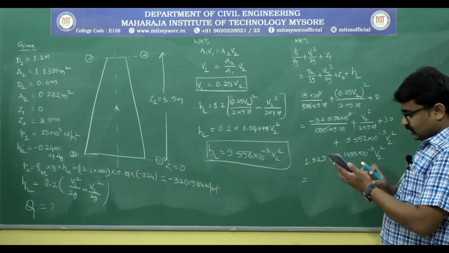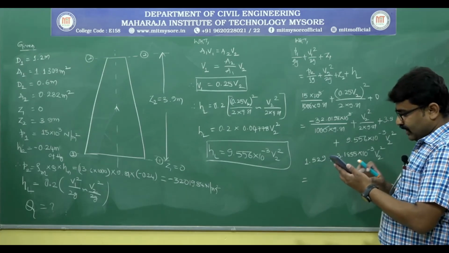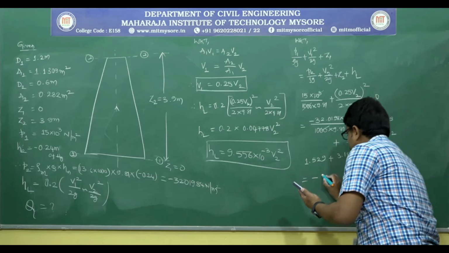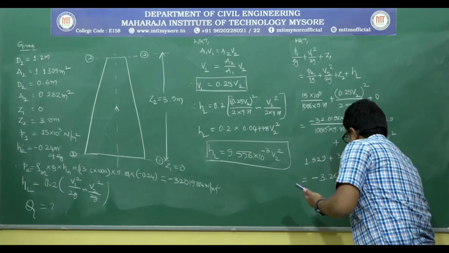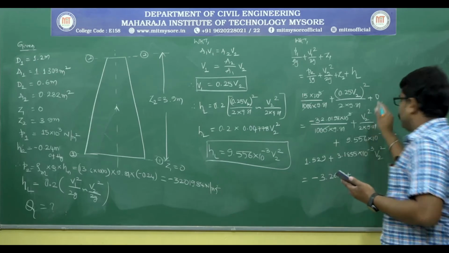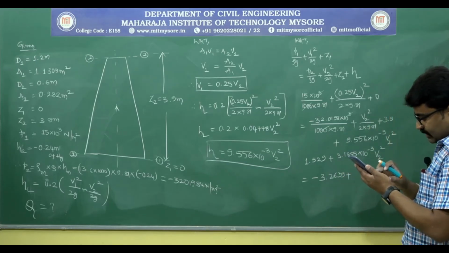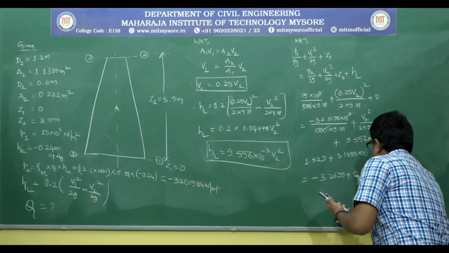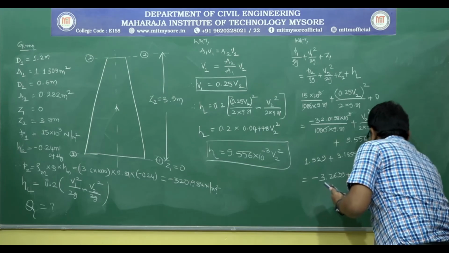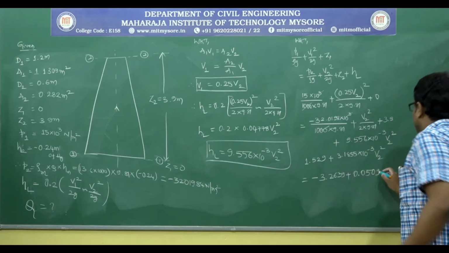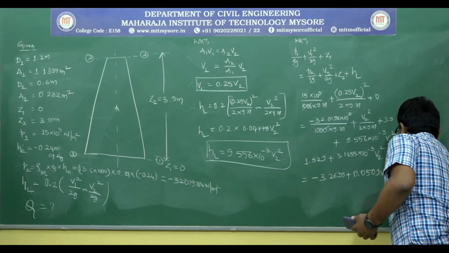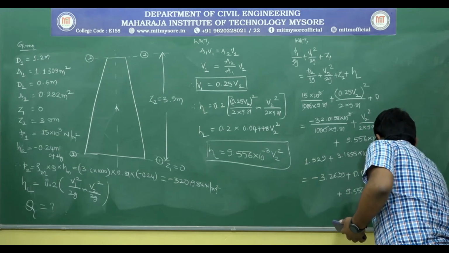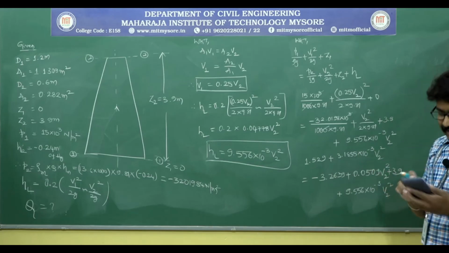You have 32.0198 divided by 9.81. This is nothing but minus sign. I will write as it is, 3.2639, plus V2 square by 2g, that is 1 divided by 2 into 9.81, that is nothing but 0.0509 V2 square, plus 3.9, plus 9.556 into 10 power minus 3 V2 square. I will retain as it is.